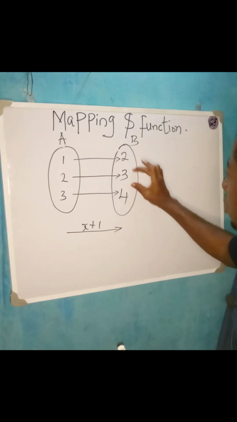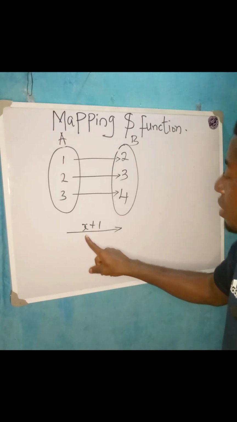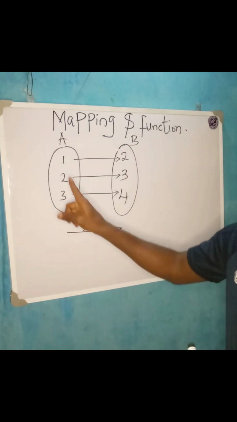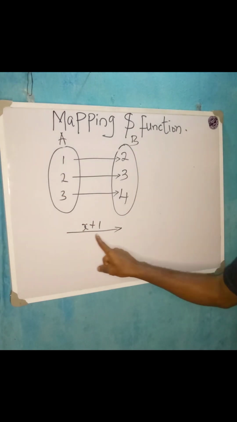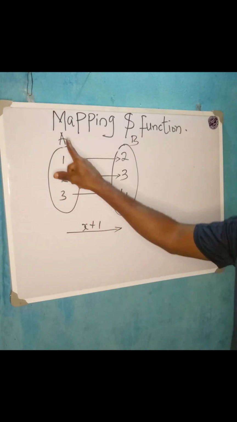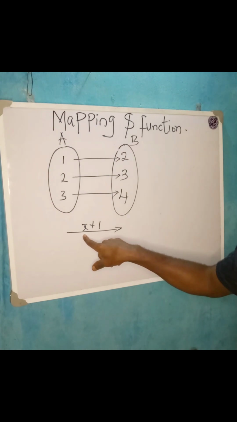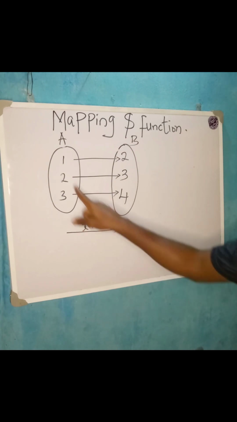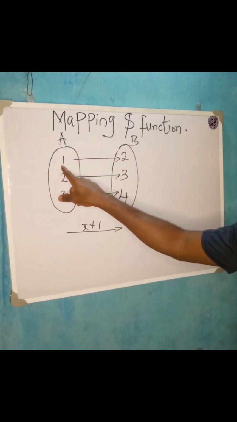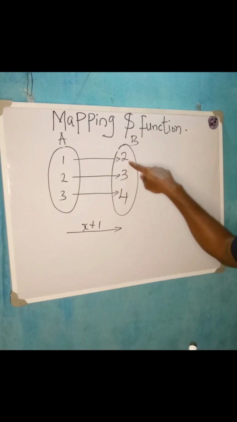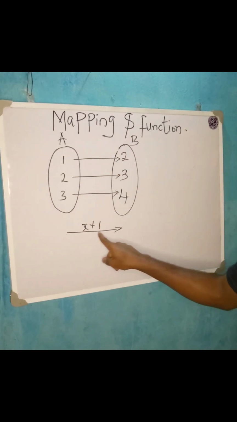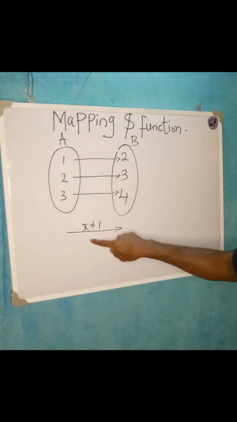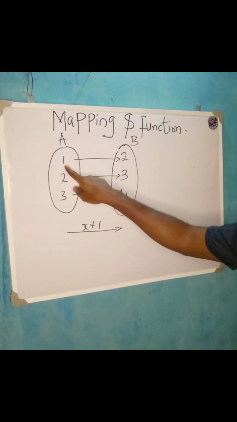Now, how do they come about? There's actually a function that has taken place before the images in B came out. The function is x plus 1. So the elements in A are called x, and then what we have here is the result of this function. If you have 1 to bring out 2 as the image, then it's going to be x plus 1, which is now 1 plus 1 to give us this 2. So this is the function that brought out 2 as the image of 1.